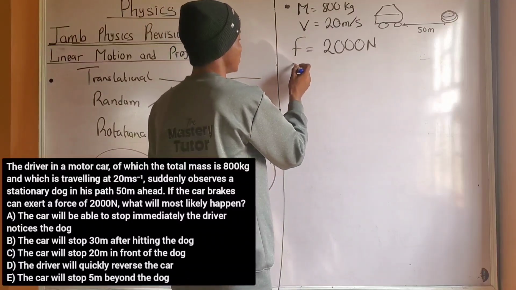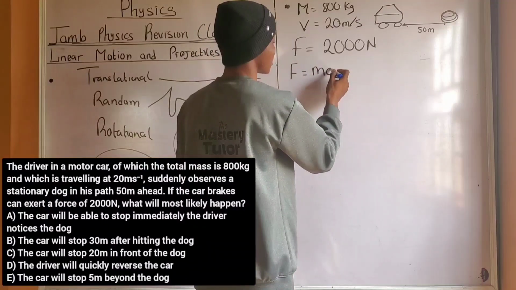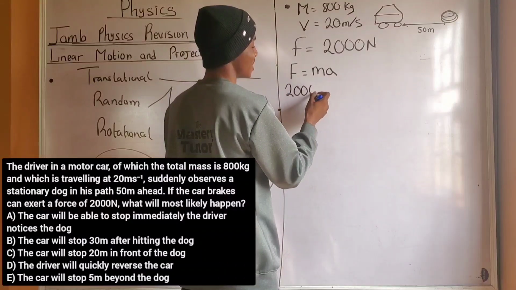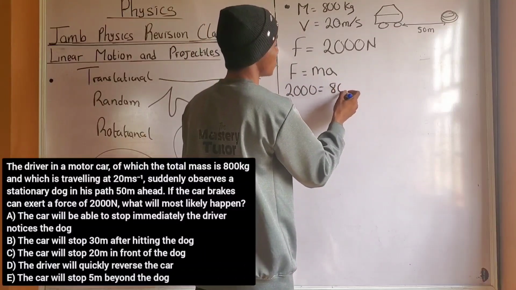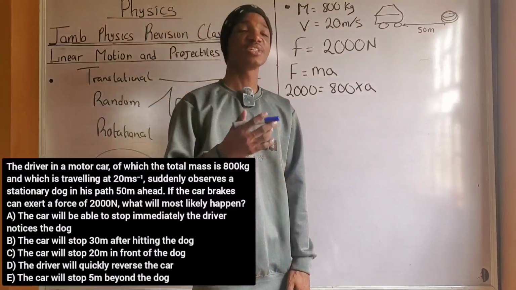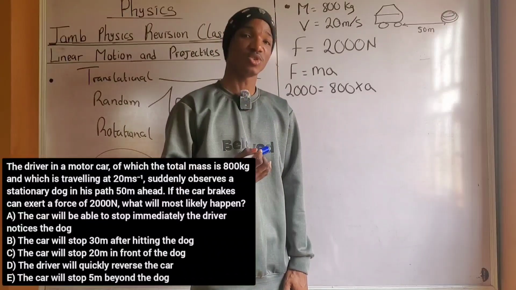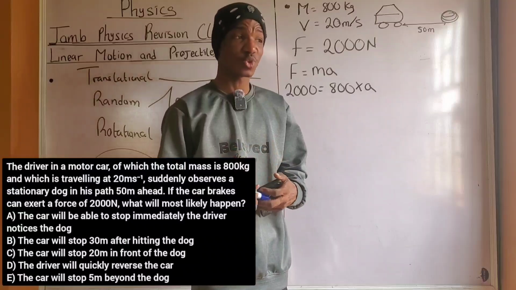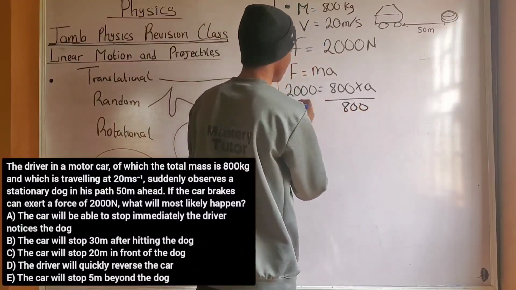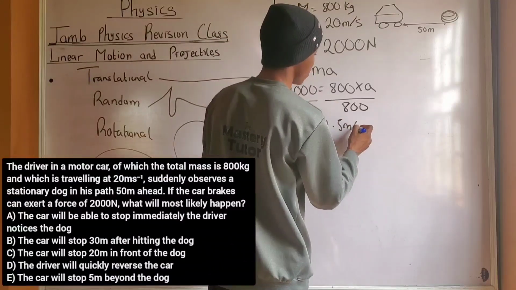Don't forget Newton's second law of motion: force is equal to mass times acceleration, right? So 2000 is equal to the mass, which is 800, multiplied by the acceleration. Why do I need to get the acceleration? Simply because I want to make use of Newton's laws of motion, and I need acceleration. So here you're going to divide both sides by 800. So a is equal to 2.5 meters per second squared.